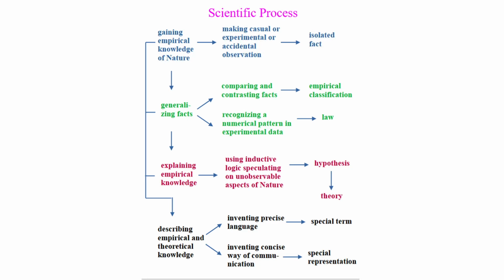The scientific process or scientific method consists of four major activities from an academic standpoint of teaching and learning. The first is always gaining empirical knowledge of nature using the tool of making casual or experimental or accidental observation. Empirical means pertaining to observation. No speculation is allowed here.